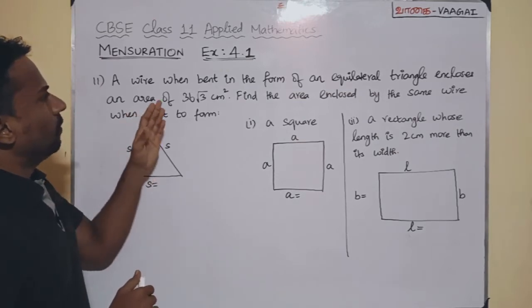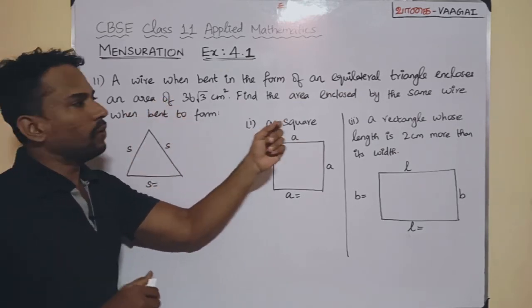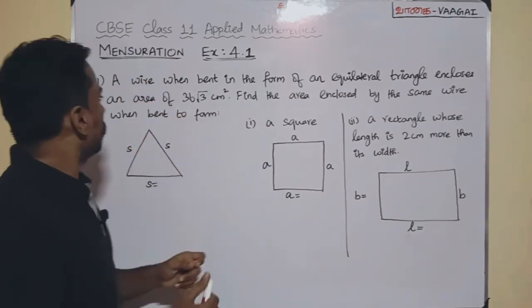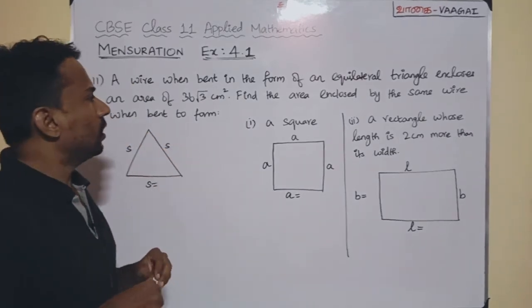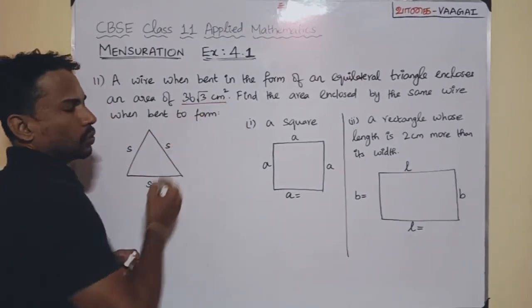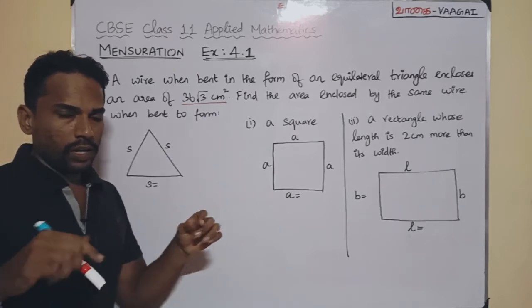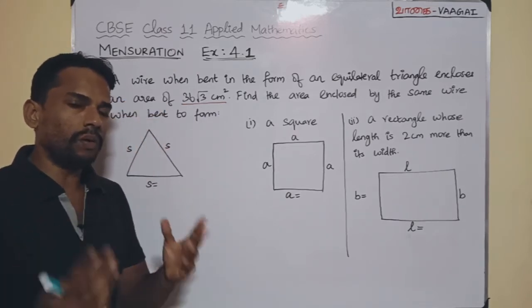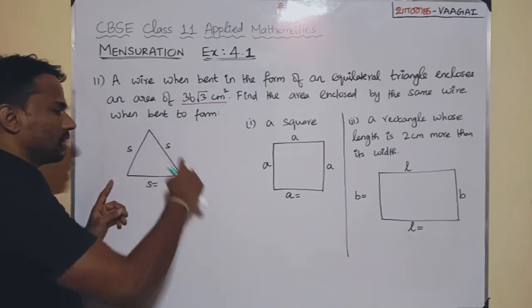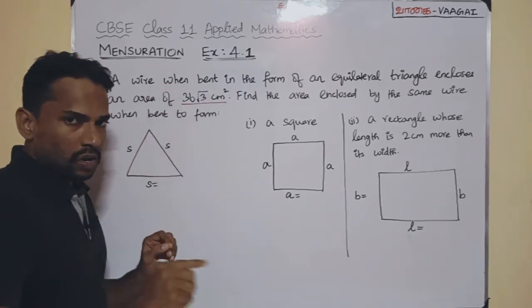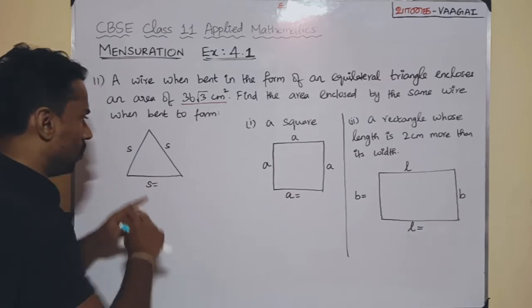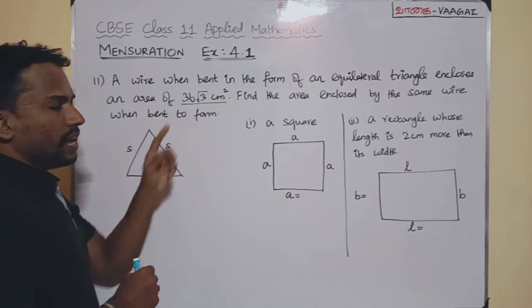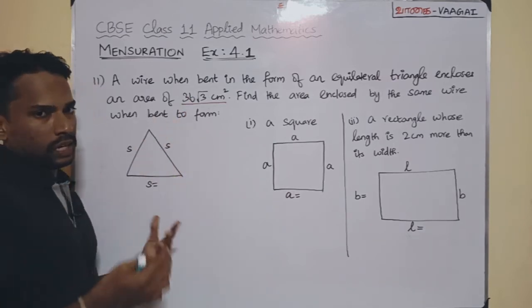A wire, when bent in the form of an equilateral triangle, encloses an area of 36 root 3 centimeters square. So there is a wire, and you are just making it in the form of an equilateral triangle. See here, this is an equilateral triangle. You are bending it into the form of an equilateral triangle, and the area is 36 root 3 centimeters square, they gave.